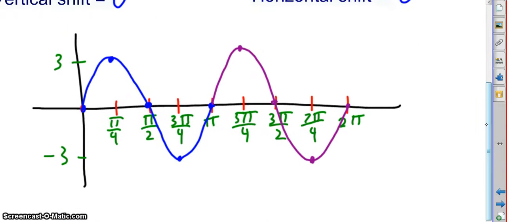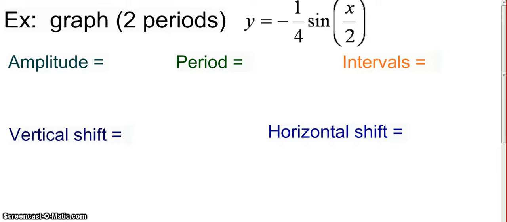Questions? Okay, let's do another. For this one, I want you to try to find this information first. We have y equals negative 1/4 sine of x over 2. So I want you to pause the video, just try to find the amplitude, the period, the intervals, the vertical shift, and the horizontal shift. Unpause when you're ready to check that, and then we'll graph it again together. So pause the video.